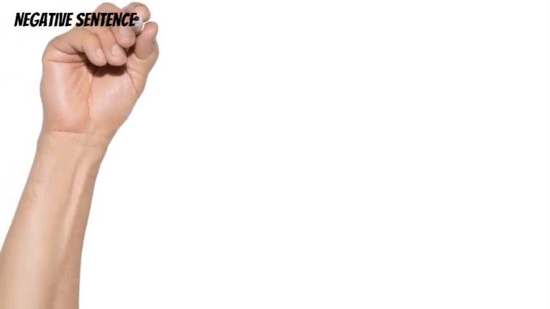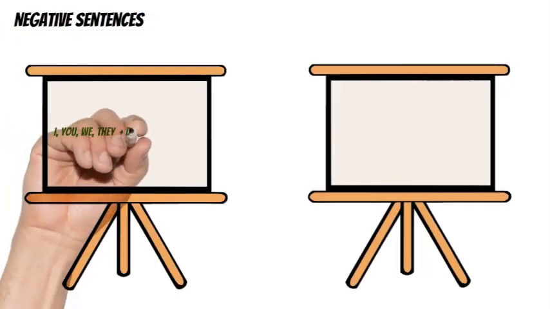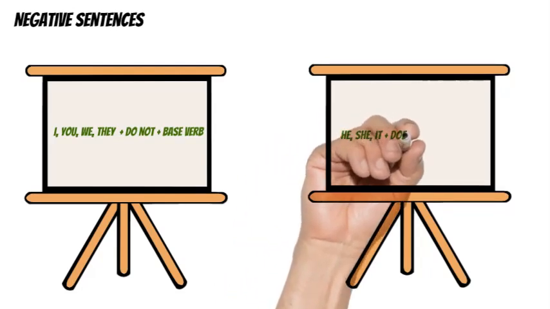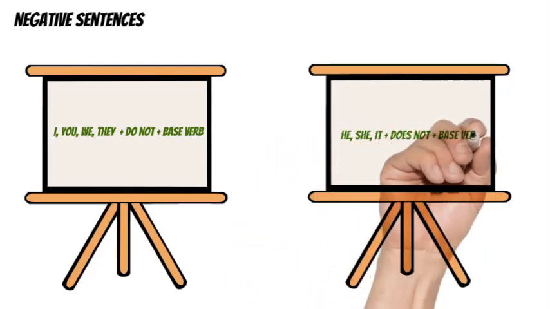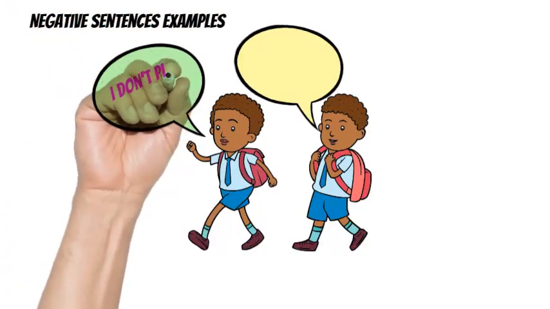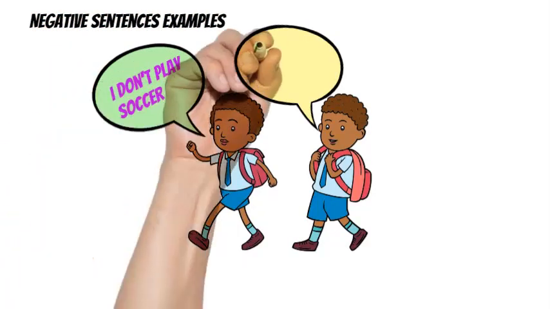For negative sentences, use do not or does not with the base verb. For example, I don't play soccer, or he doesn't like ice cream.